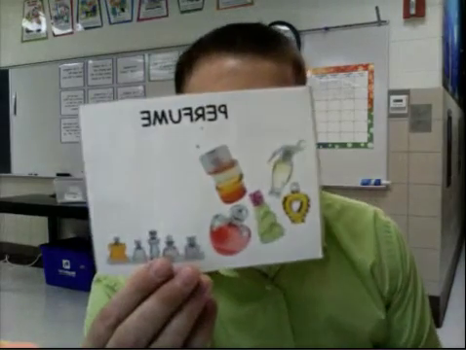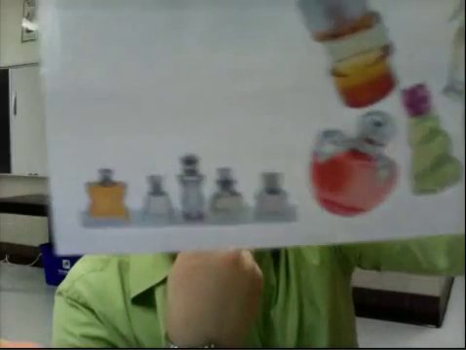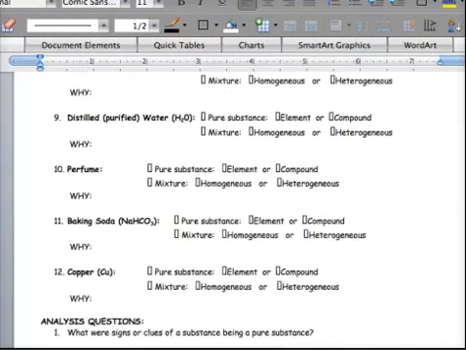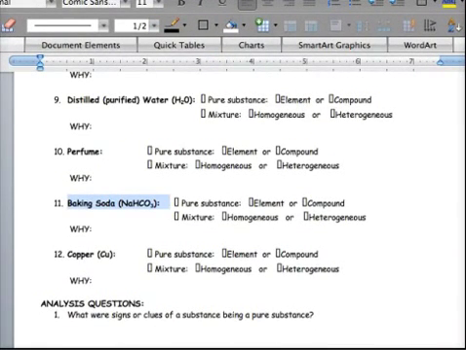Number 10 is perfume. You can think of any perfume that you may have seen before. This is just a picture of some different types of perfume, but any perfume or cologne that you can think of is what we're looking at for number 10. Number 11 is baking soda, and it says right on your sheet, NaHCO3, so that might be a little bit of a clue for you with baking soda. Right there on number 11, it says those letters, and that might help you assess whether you have a pure substance or a mixture, and so on.